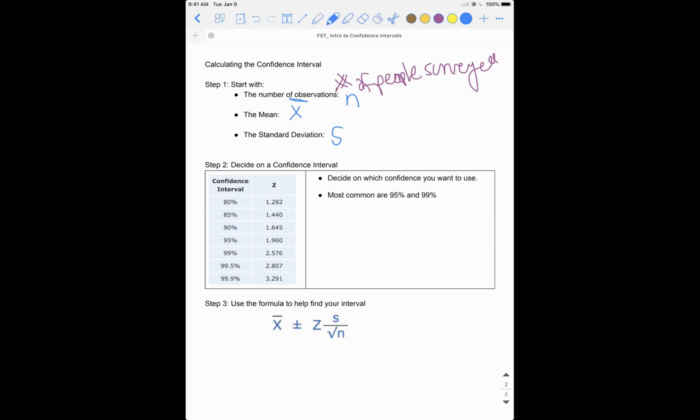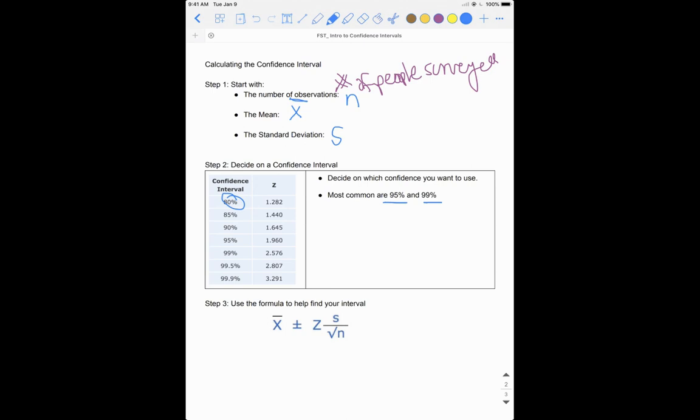So the smaller the range, the less confident you can be; the larger the range, the more confident you can be. For the most part, you will either use 80, depending on what it is, but most commonly you'll either use 95 or 99. And if it doesn't give you a confidence interval to use, you should either use 95 or 99, right?